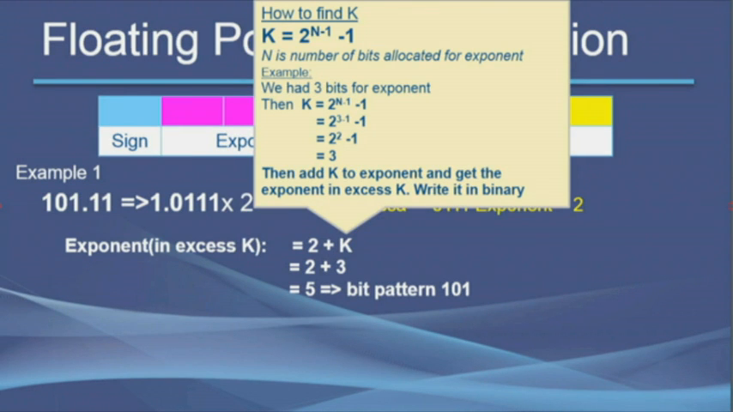As you can see in our example, we have allocated 3 bits. So we can do the math: 2 to the power n minus 1, where n is 3 here, so 2 to the power 2 minus 1 equals 3. Now you know how to calculate the k, which is XSK. Then you have to add this k to the exponent in XSK notation, and write it with the binary pattern.